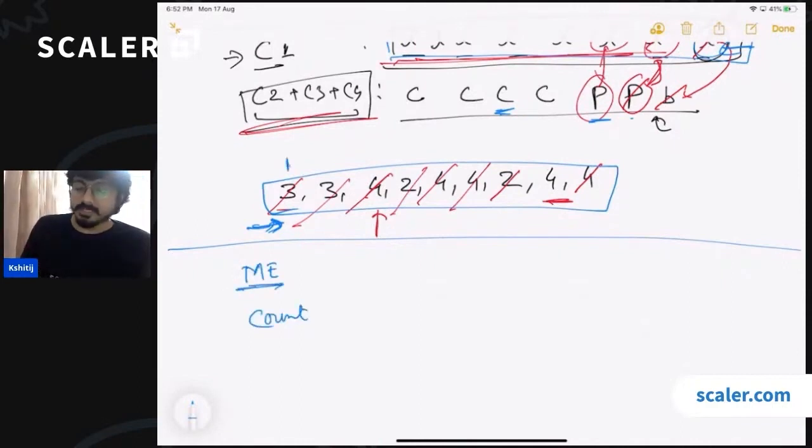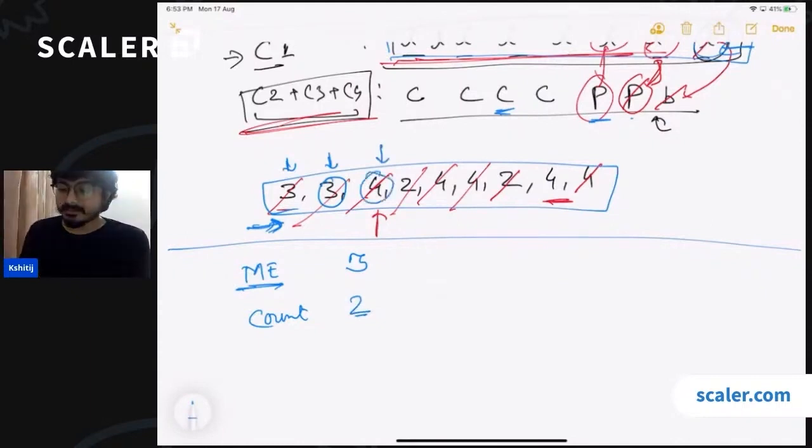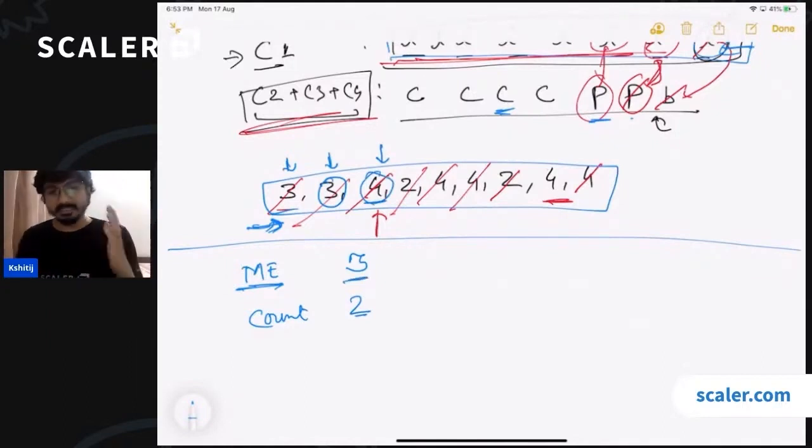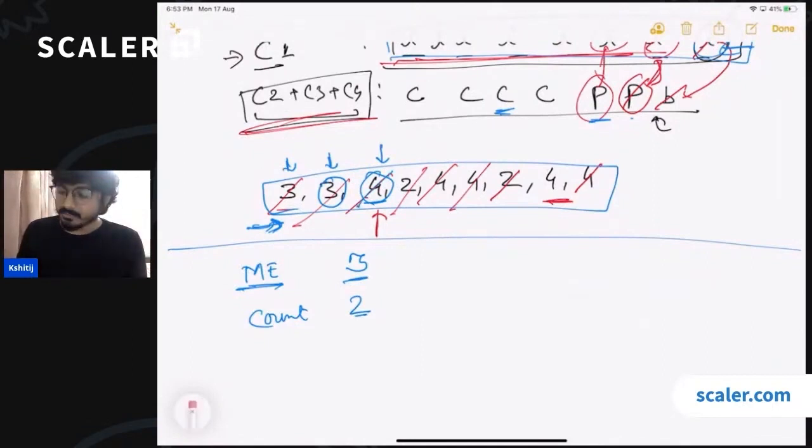So initially when you are at 3, you can say that 3 is your majority element, count is 1. When you get another occurrence of the same element, you can just increase the count. Now you get a different element. Since this element is not same as this majority element, you can remove these two occurrences from the array. So you are not counting it and you are changing this count to 1. This means that you have removed one occurrence of 3 and one occurrence of 4.